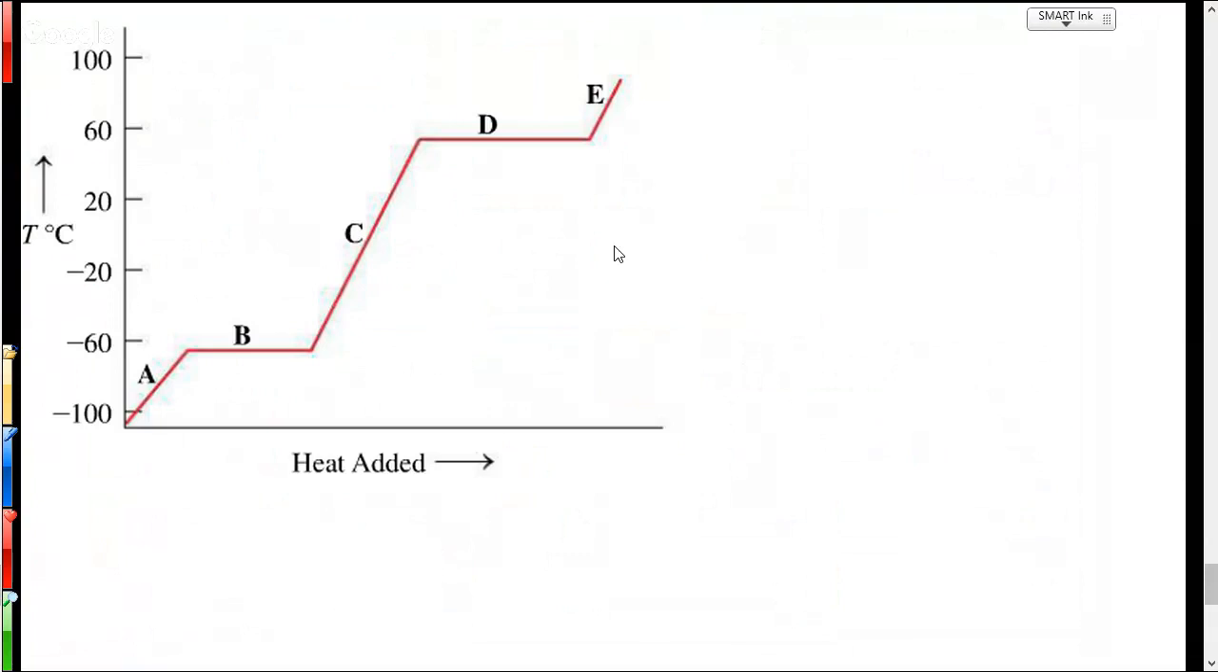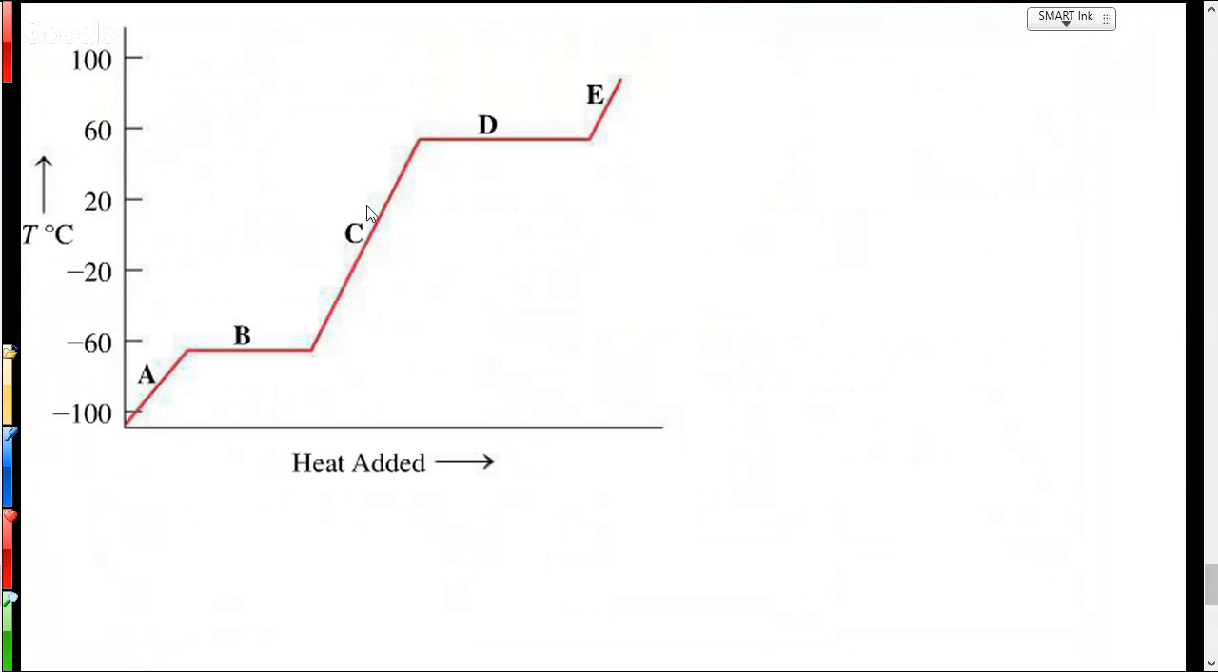Which phase of chloroform has the lowest specific heat? This is a tricky one. Which phase of chloroform has the lowest specific heat? Gas? E? Yeah, it's kind of hard to see. I think it could be gas or liquid. I think C is the steepest to me. No? Yeah? Hard to tell. It is hard to tell.